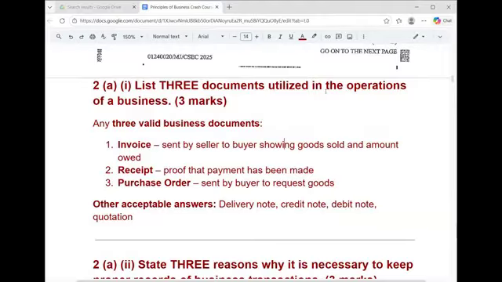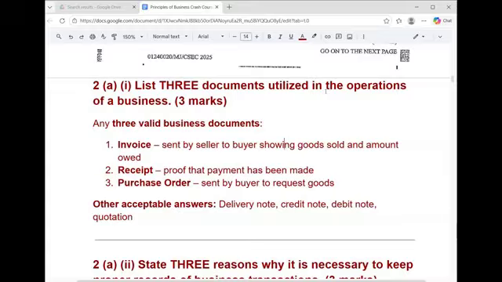So businesses should use invoices, which would be sent by seller to buyer, showing goods sold and amount owed. The invoice doesn't always necessarily mean that someone owes. For instance, if someone is querying products and prices, they could get a quotation, or some businesses will send them an invoice, and the invoice will contain the products and or services being offered and the cost.